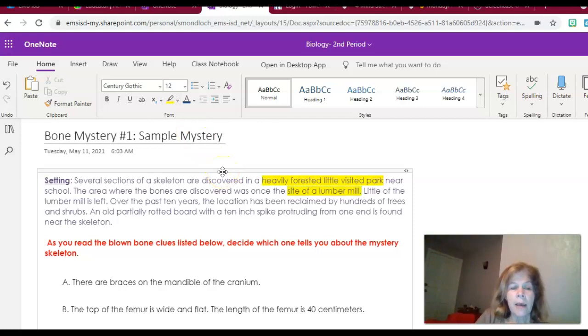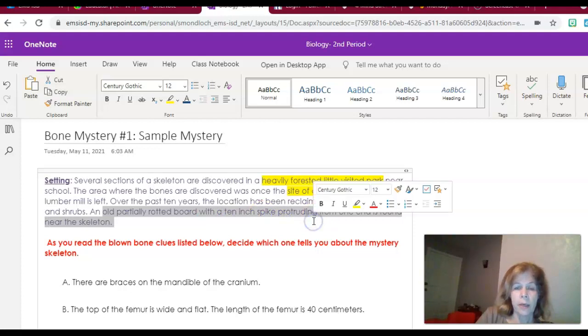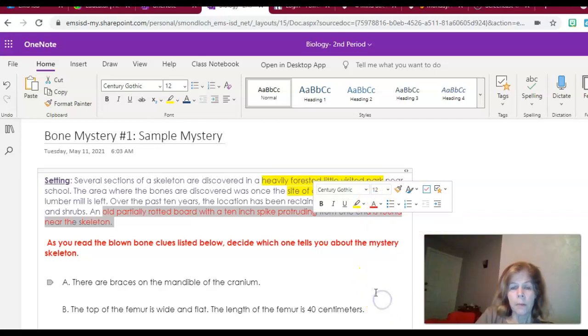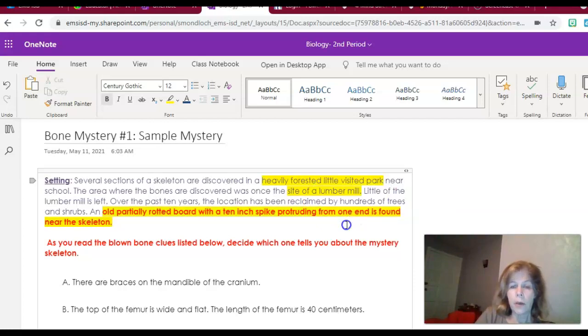Little of the lumber mill is left. Over the past 10 years, the location has been reclaimed by hundreds of trees and shrubs. An old, partially rotted board with a 10-inch spike protruding from one end is found near the skeleton. Okay, so I'm going to make that actually bold and yellow. So you can color code your things, like you want to make any clues you think having to do with the age. You can pick a color and annotate it in any fashion you want.